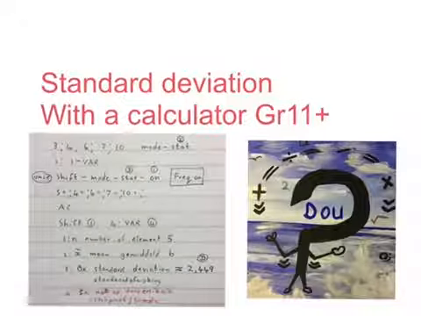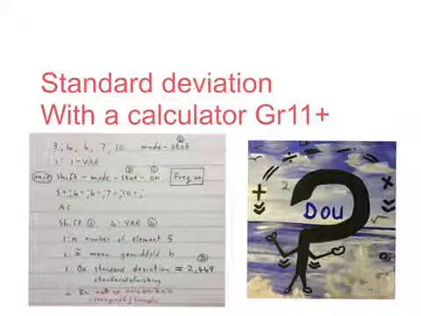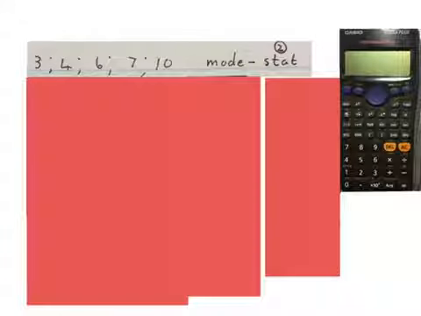Good day. In this video, we're going to show you how to work out a standard deviation with the help of a calculator. It's part of the grade 11 and older syllabus. We're going to use a Casio calculator. We want to work out the standard deviation of these 5 values.